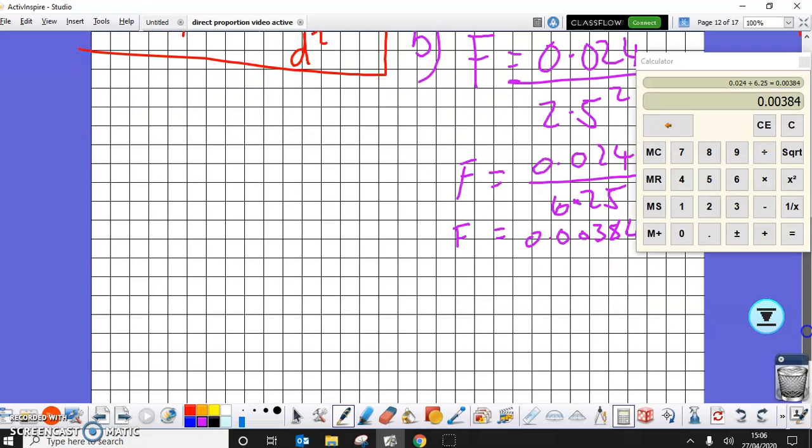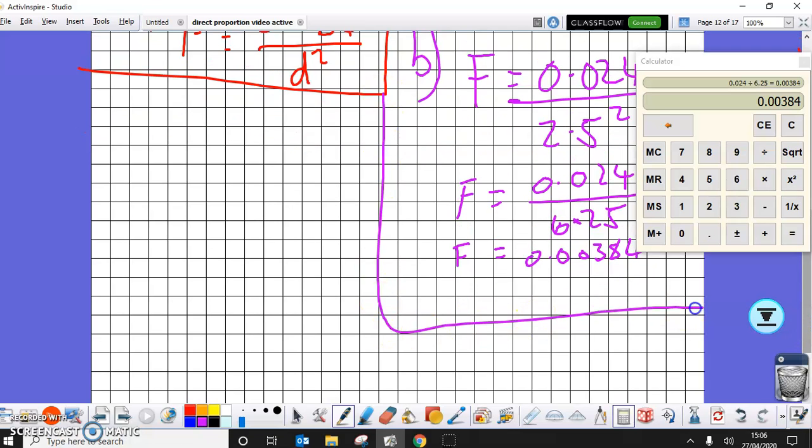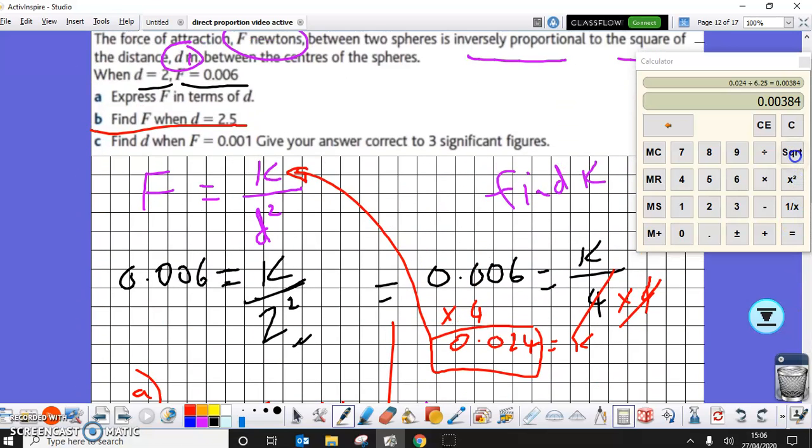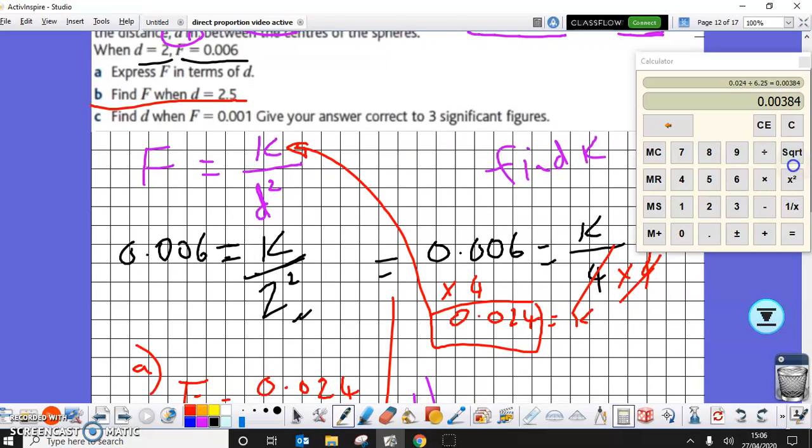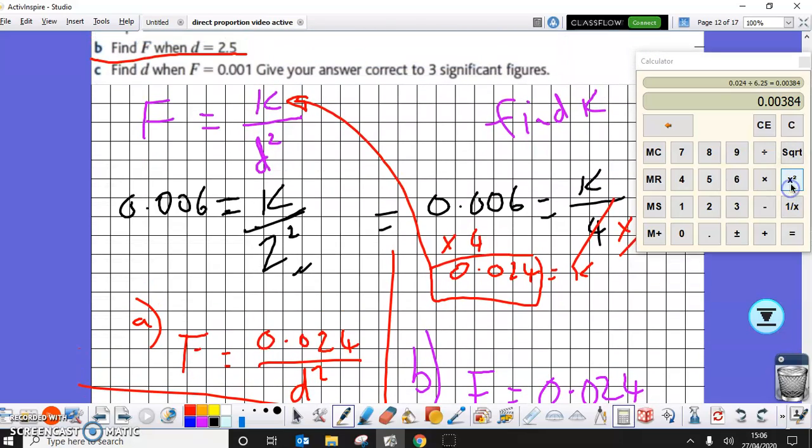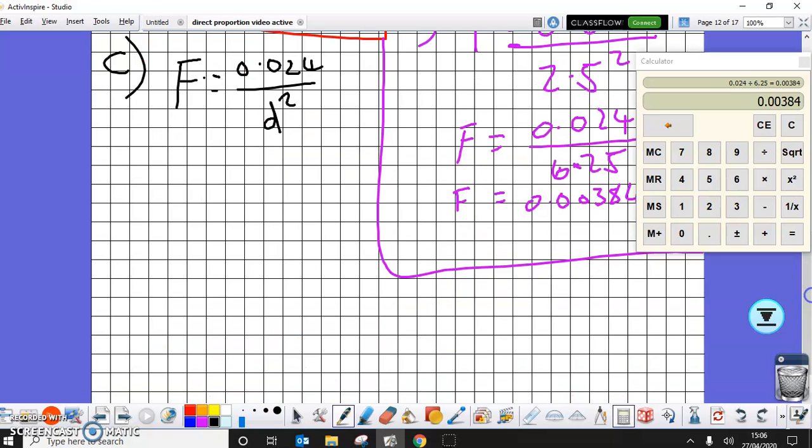And then the last bit is going to be C. And again, I'm starting with the same formula, 0.024 divided by D squared. And in this case, we've got to find D when F equals 0.001, correct to 3 significant figures. So let's see where it goes. 0.001 equals 0.024 divided by D squared.